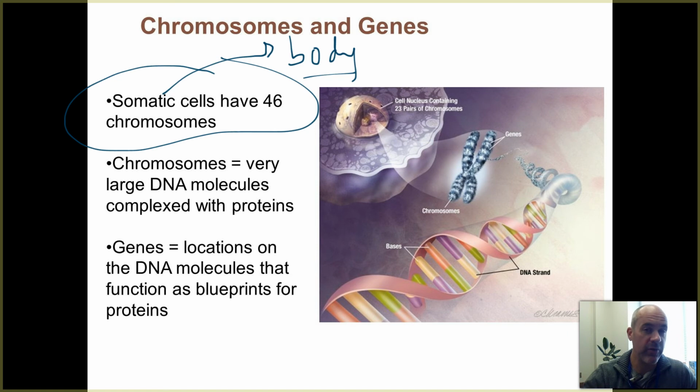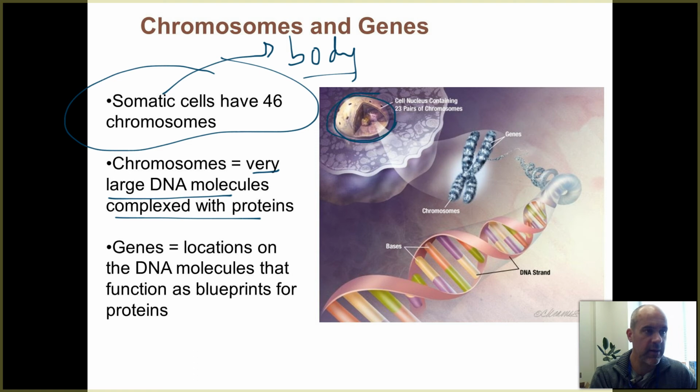And then you do have weird cells, like your skeletal muscle fibers that are multinucleated. So each skeletal muscle fiber actually has more than one nucleus. It's going to have more than one of these sets of 46 chromosomes. And again, a chromosome is a very large DNA molecule complexed with proteins. And this diagram is showing this to you.